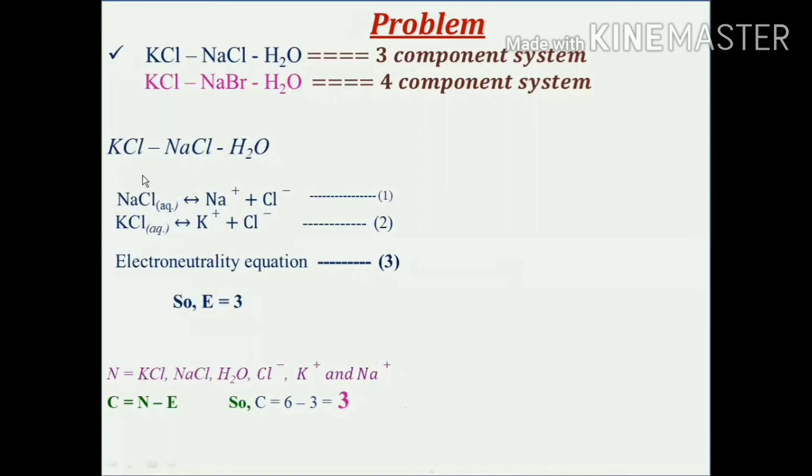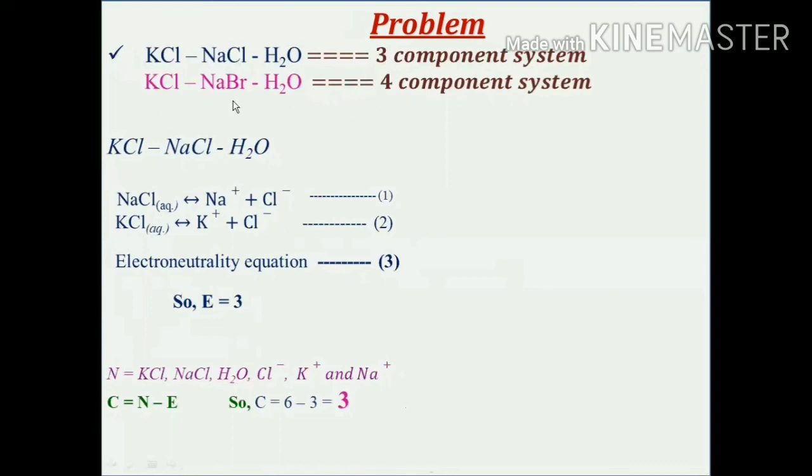So I stop over here, and for counting the number of species, I have KCl, NaCl, water, chloride ions, sodium ions, and K plus ions, that is potassium ions. That comes out to be overall 1, 2, 3, 4, 5, and 6 species. So 6 is the value of N, 3 is the value of E. In that case, the number of components comes out to be 3, that is 6 minus 3 is 3. So this system is a 3-component system, which I have justified.